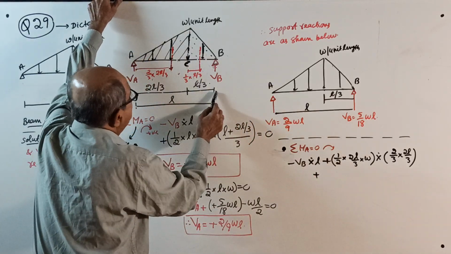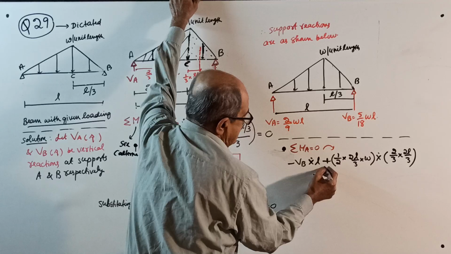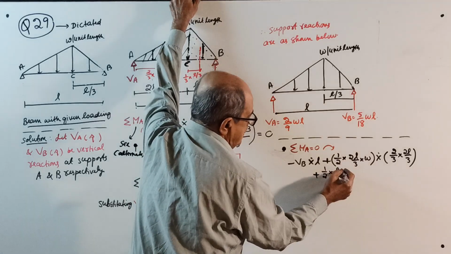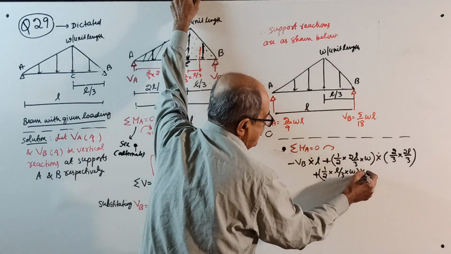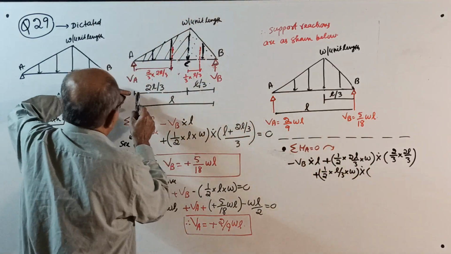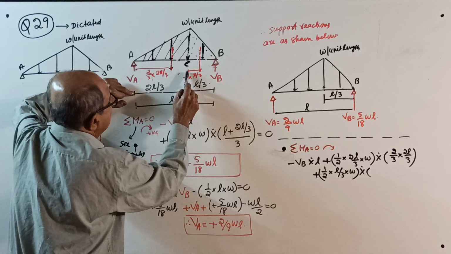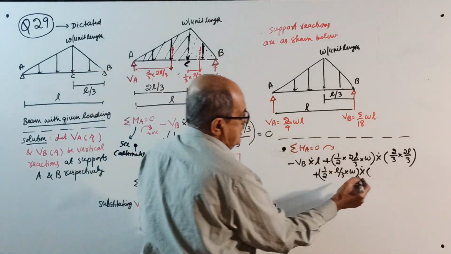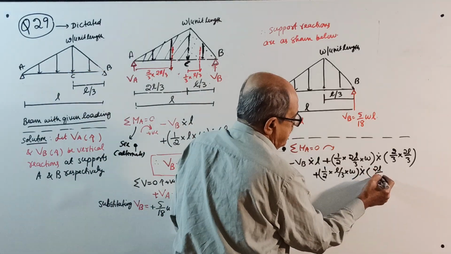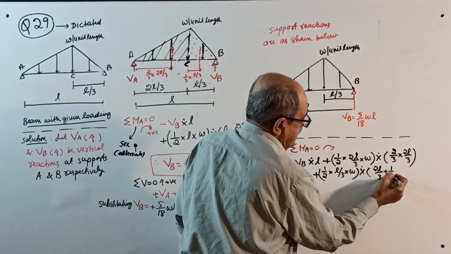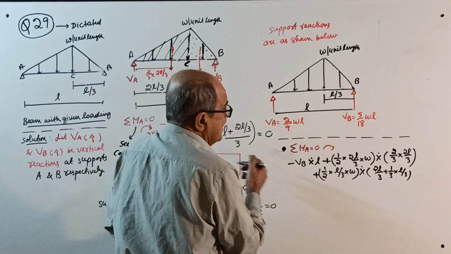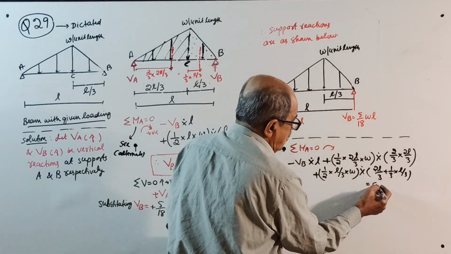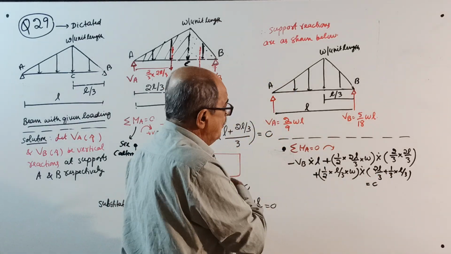plus once again half into L by 3 into W, which is one more load. For that, the distance is 2L by 3 plus 1/3 of L by 3. Here, you directly got the answer, little struggling required, equal to 0. You will get the value of VB.